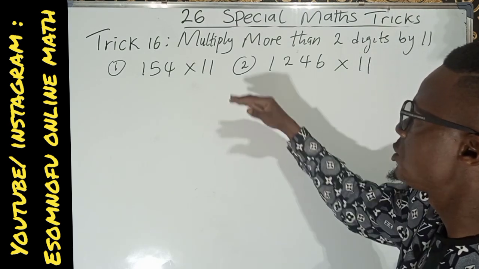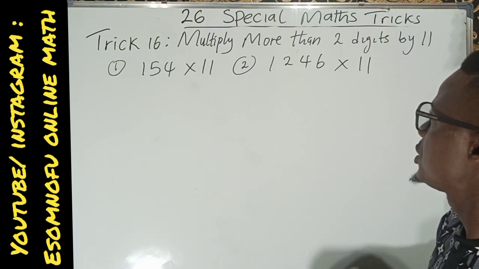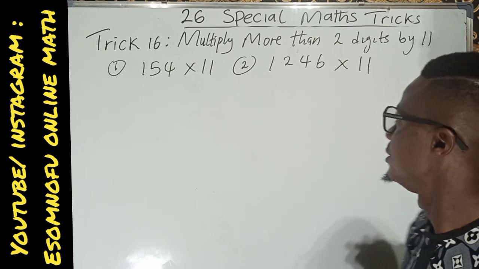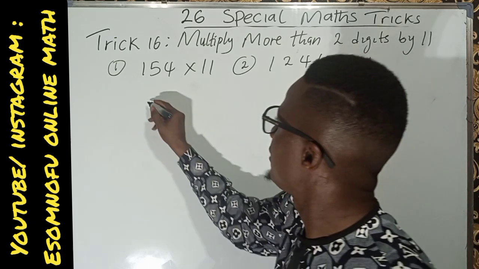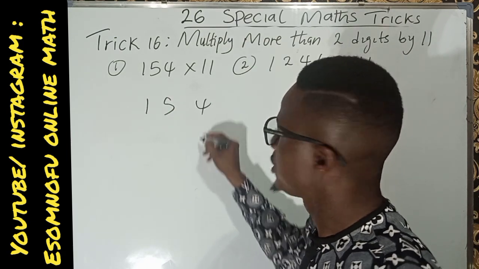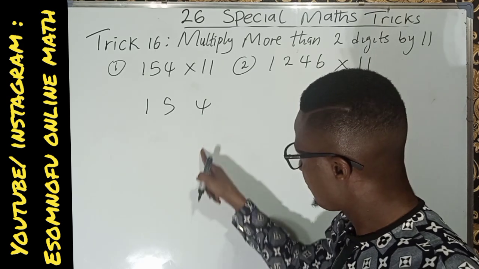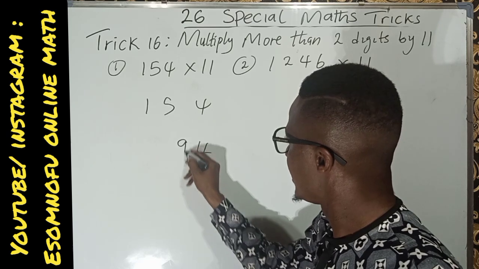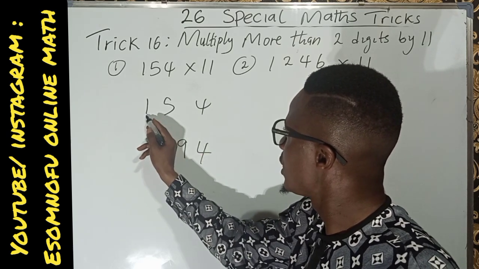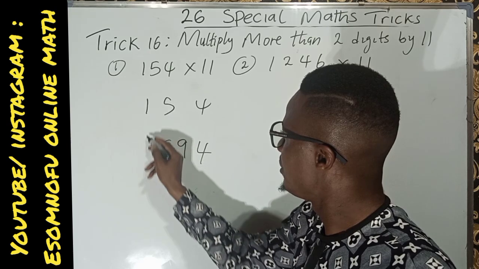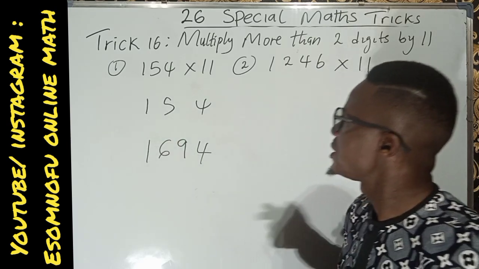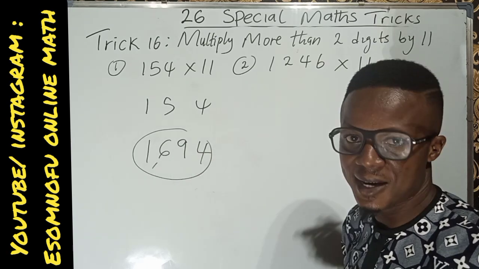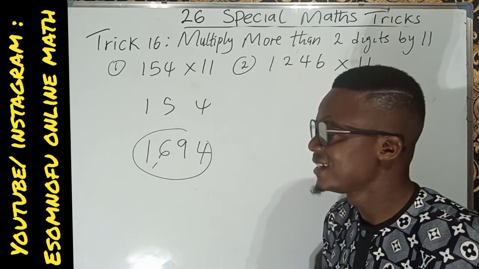Alright, we've headed into trick number 16. In this trick, we want to multiply more than 2 digits number by 11. Now here is the trick. We have 154 to be multiplied by 11. Just bring down the first digit here, 4. 4 plus 5 is 9. Write 9. Say 5 plus 1 is 6. Write 6. Then bring down 1. You will see that when you multiply 154 by 11, you must get 1694. As simple as that.